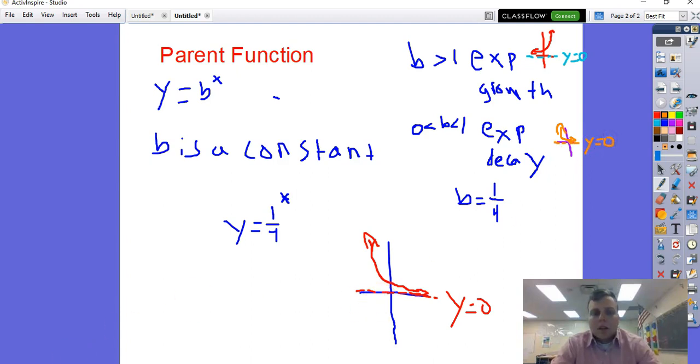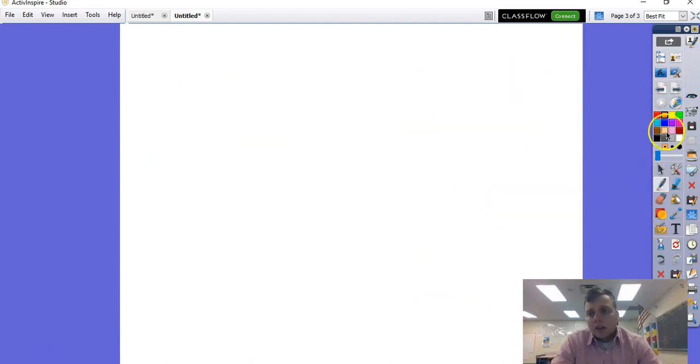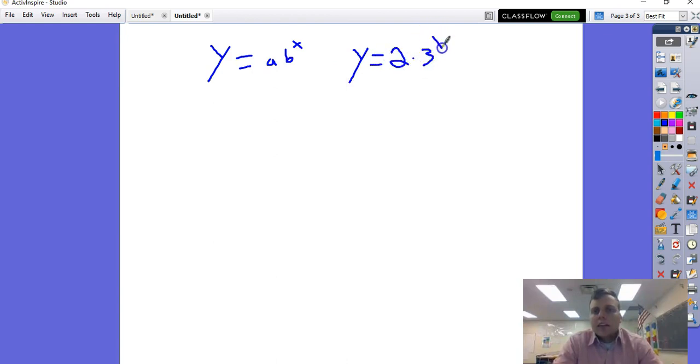Something else you should make yourself aware of. That was all the parent function stuff. The general format for writing exponential functions is y equals a times b raised to the x. This is just what we call the general format for writing exponential functions, where a is just some constant also. But let me ask you a question. Let's say I gave you y equals 2 times 3 raised to the x.